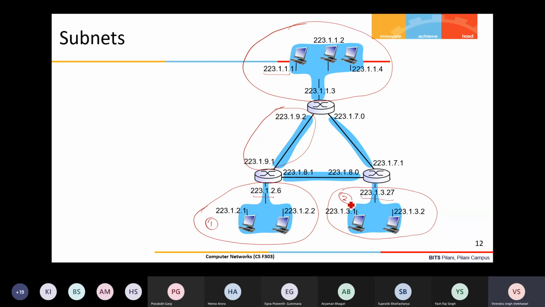You can do numbering in any way. There is no criteria as such, which one is first or which one is second, but I'm using some numbering to show how many subnetworks there are in total. So this is 4th, this is 5th, and this is 6th subnetwork. So here total 6 subnetworks are there.